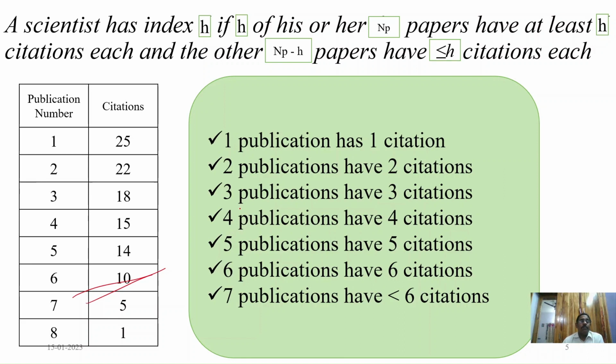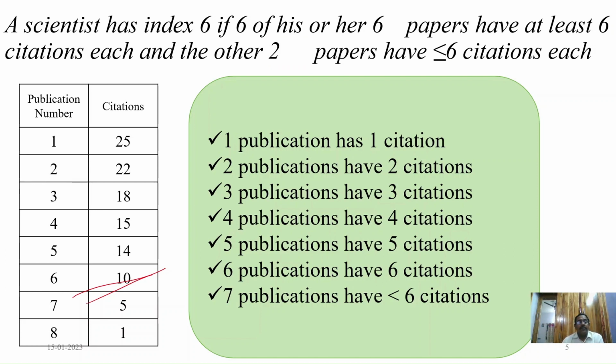So now let us retrospect on the definition. A scientist has index H if H of his or her papers have at least H citations each, and the rest of the papers have fewer than H citations each. So here, the imaginary author has H index 6: 6 of his papers have at least 6 citations, and the other 2 papers have fewer than 6 citations. So this is how the H index is calculated.